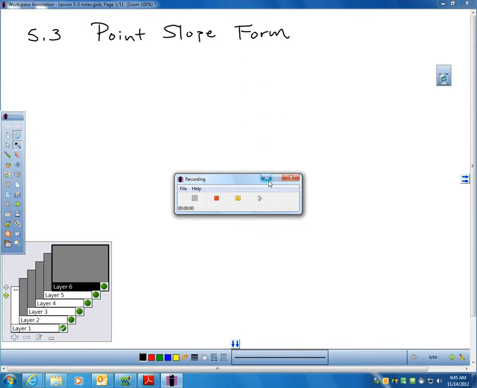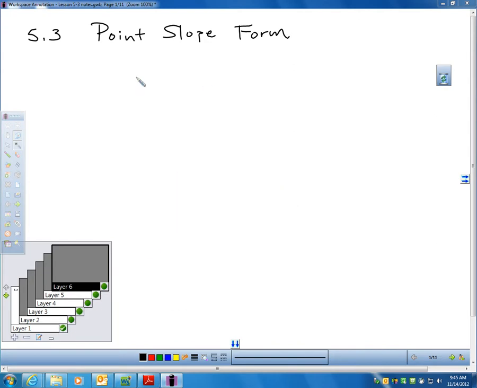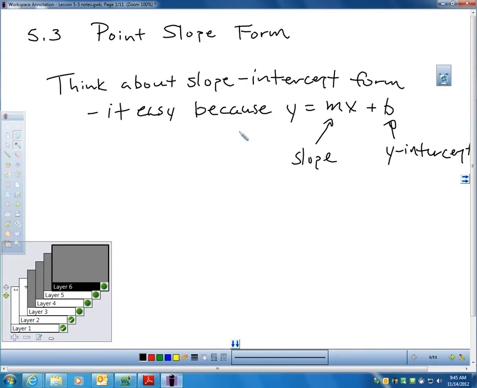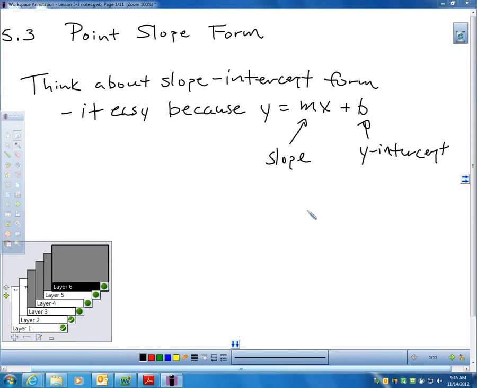And this is section 5.3, which is on page 302, and this section's called Writing Linear Equations in Point-Slope Form. Before we get into point-slope form, I wanted just to review another form of equation that we've worked extensively on now, and that's slope-intercept form.